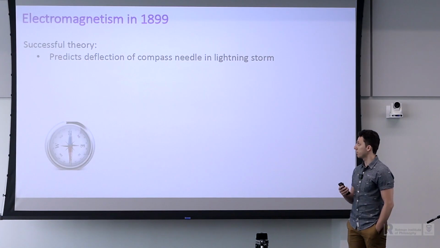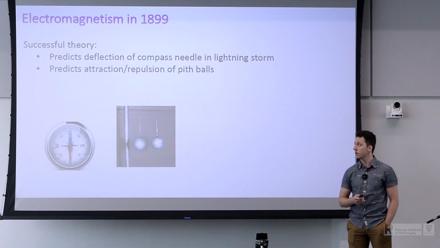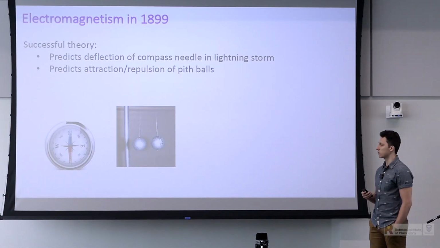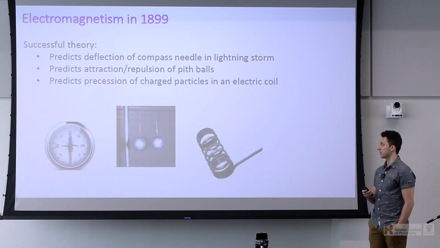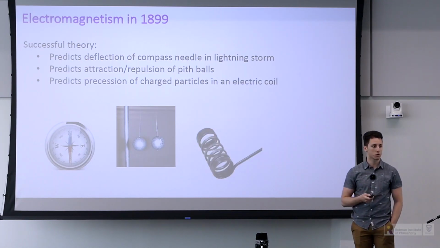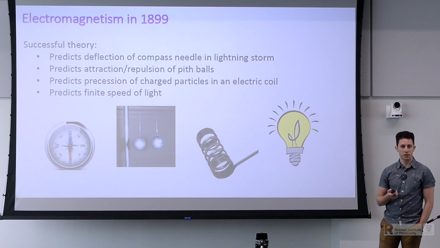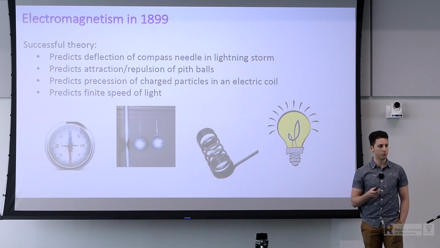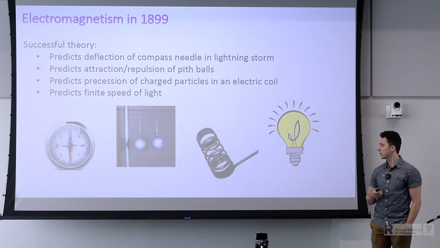Let me start with some historical motivation by talking about the theory of electromagnetism in the year 1899. So in the late 1800s, electromagnetism was a very successful theory. It could make a lot of successful predictions. It could predict the deflection of a compass needle in a lightning storm. It could predict the attraction and repulsion of pith balls. It could predict the precession of charged particles in an electric coil. And it could even predict the finite speed of light. This was years before special relativity was understood.